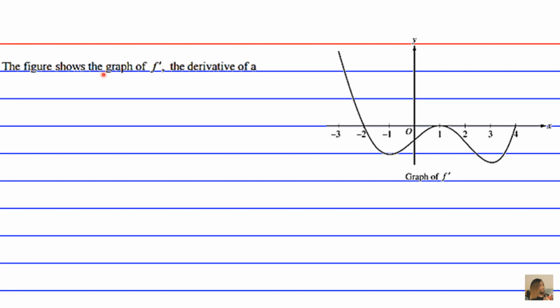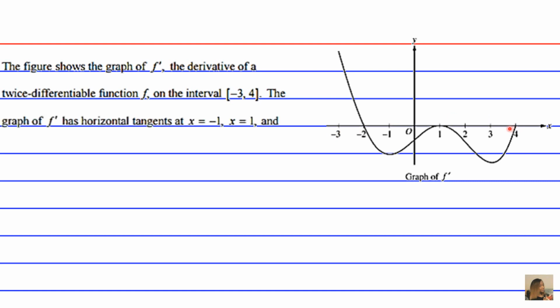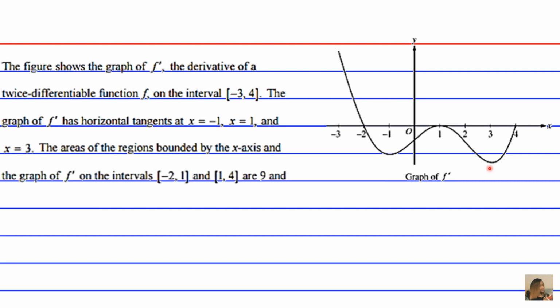The figure shows the graph of f prime, the derivative of a twice differentiable function f, on the interval between -3 and 4. The graph of f prime has horizontal tangents at -1 and 1, and at x equals 3. The areas of the regions bounded by the x-axis and the graph of f prime on the intervals between -2 and 1 and 1 and 4 are 9 and 12 respectively.